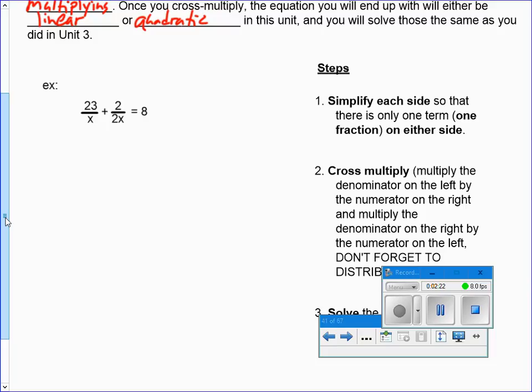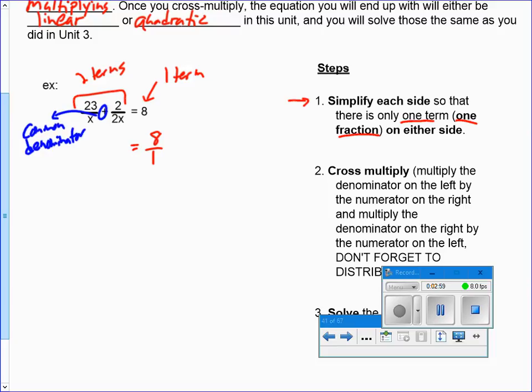So step one is simplify each side so there's only one term or one fraction on either side. On my right hand side I have 8. That's already one term. I can even, if I want to, write it as a fraction, 8 over 1. But on my left side I have two terms, so I need to combine these. These are fractions, and I'm adding them. That tells me that I need a common denominator. If my two denominators here are x and 2x, my common denominator could be 2x.